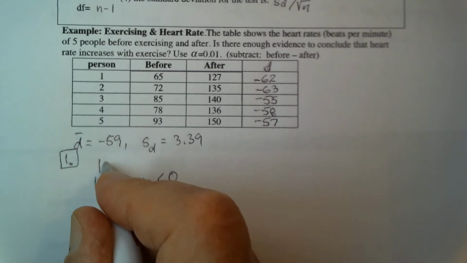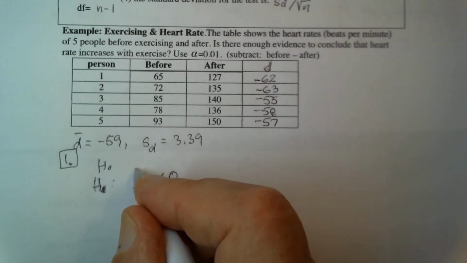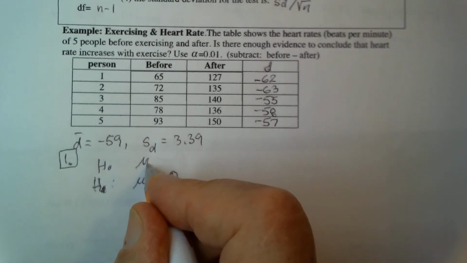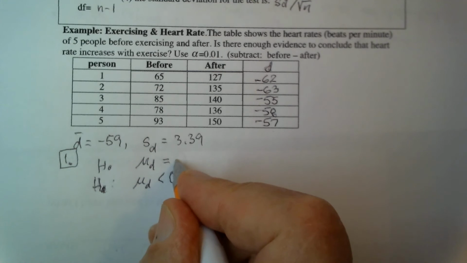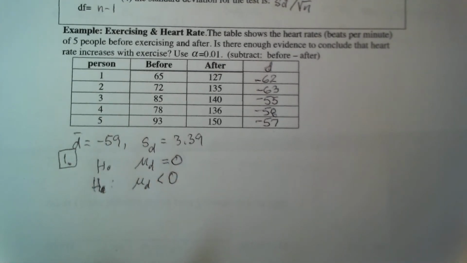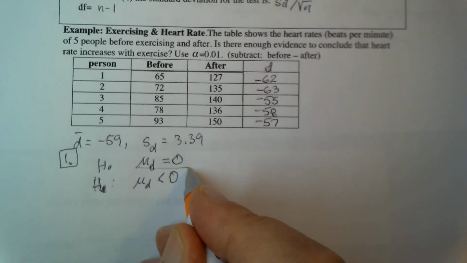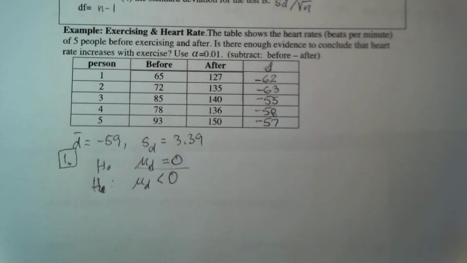And then our null hypothesis is mu sub d equals 0. In fact, in the paired hypothesis test, the null hypothesis compares mu sub d with 0. So we always have this, where mu sub d equals 0 when we have a paired hypothesis test.